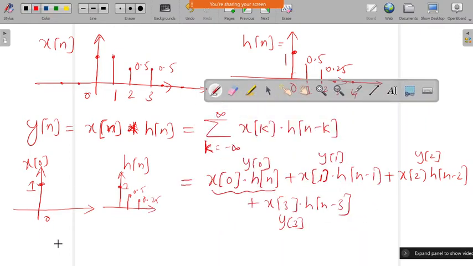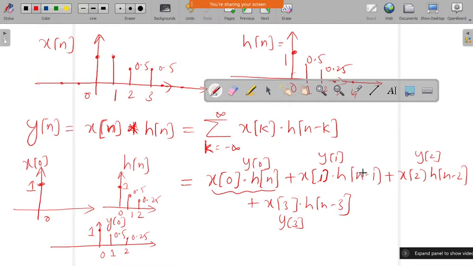Now you can see I am getting the y of 0. What is y of 0? You multiply this sample with all these samples. So 1 into 1, at 0 it is 1; here the index is very important. Then 1 into 0.5, at 1 it will be 0.5, and then 1 into 0.25, at 2 it will be 0.25. Now this is y of 0.